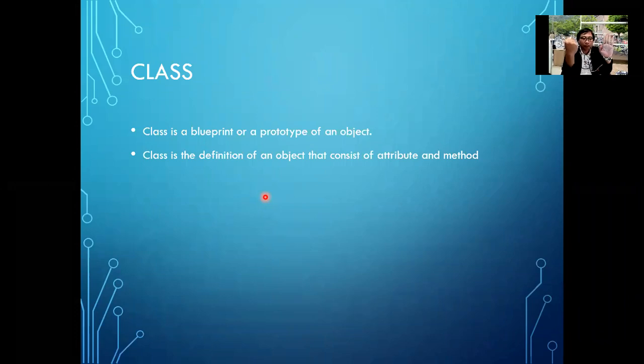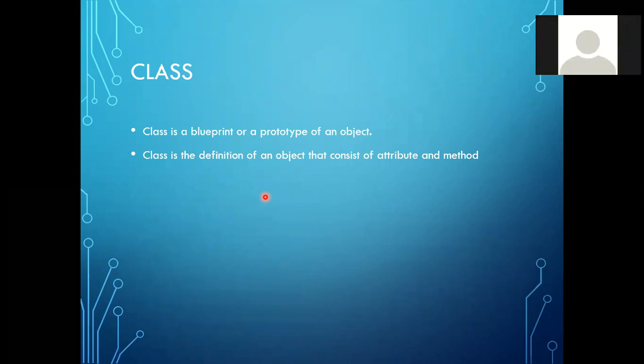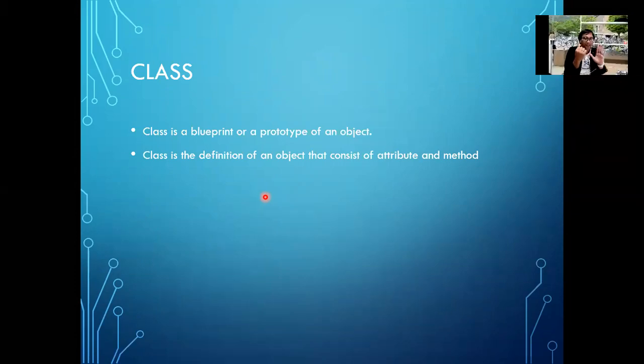So in this matter, the object is the instance of the class. So we can create the object from the class. Do you understand? Yes, sir. Still very easy, right? But please understand this easy part.